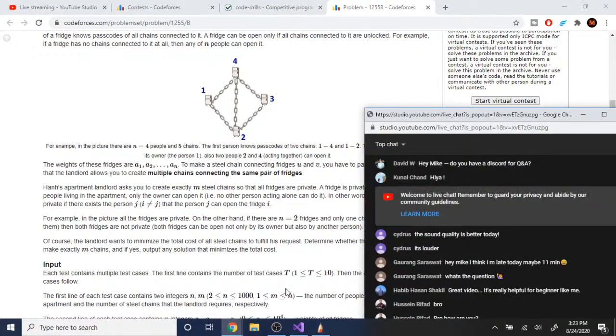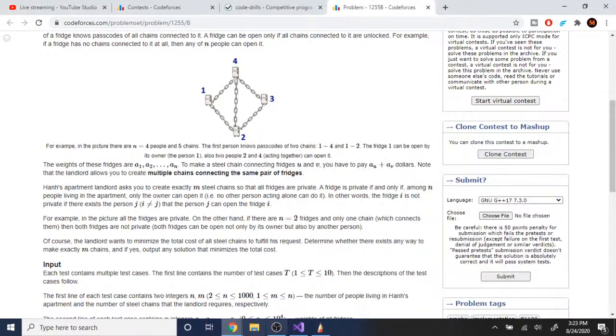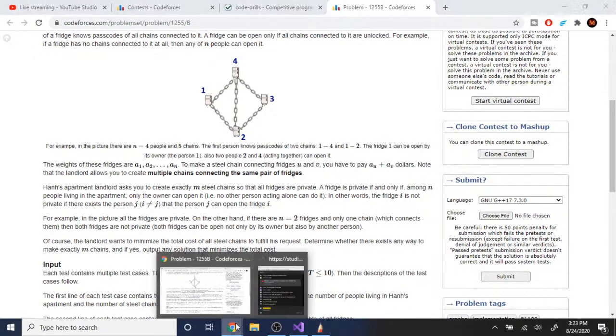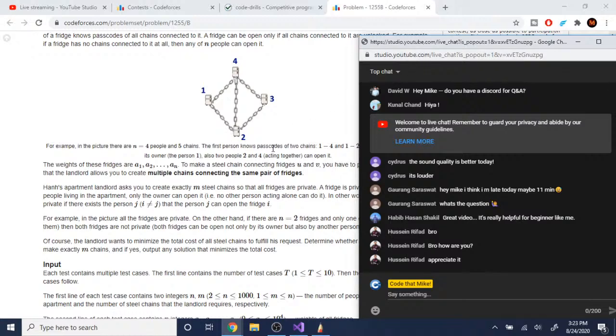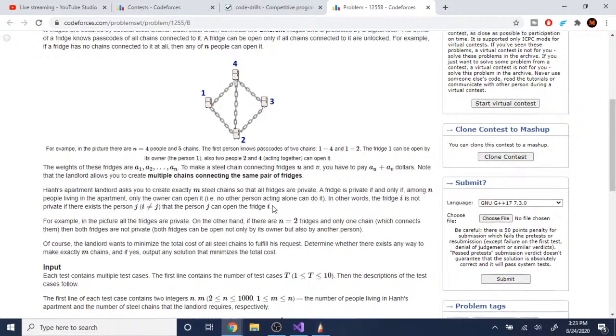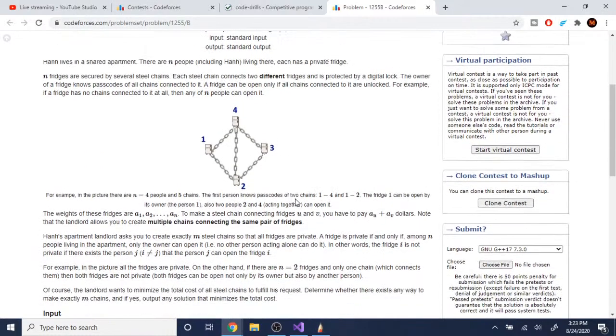Let's see what the chat thinks. What do you guys think? Such a tough problem. How are you guys? Let's think. Let's think.